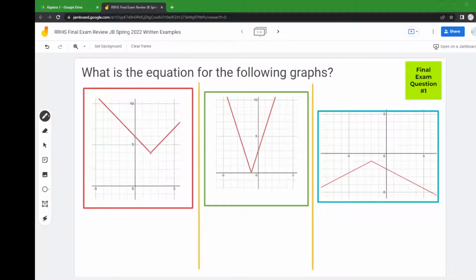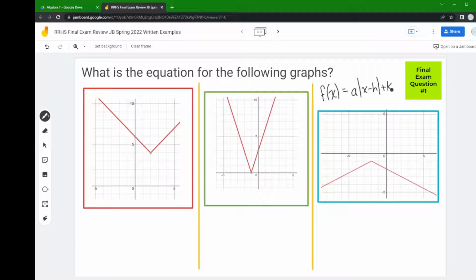In this problem, you're asked to write out the equation for this set of graphs. All right. These graphs are absolute value graphs. So the general form that we're looking for looks like this. f of x equals a times the absolute value of x minus h, plus k.